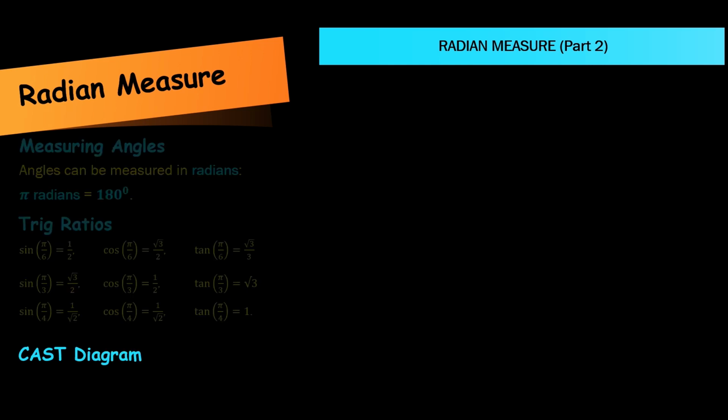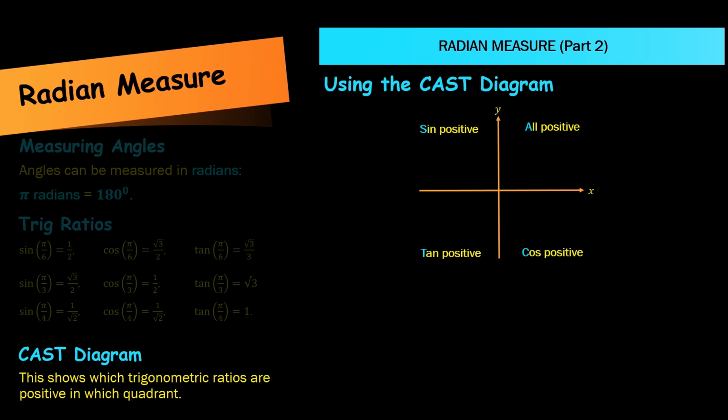We're now going to take a look at the CAST diagram. This shows which trigonometric ratios are positive in which quadrant, as shown here. Consider the angle theta as shown. It's going to create another angle theta in the opposite quadrant.